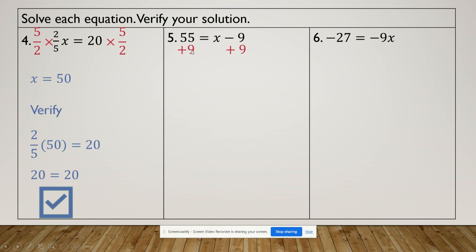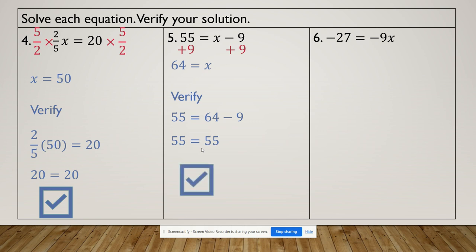55 plus 9 is 64. That's the solution I found. x is equal to 64. So we're going to verify that by plugging it in. 55 equals 64 minus 9. 64 minus 9 is 55. So 55 equals 55. And again, that is true.